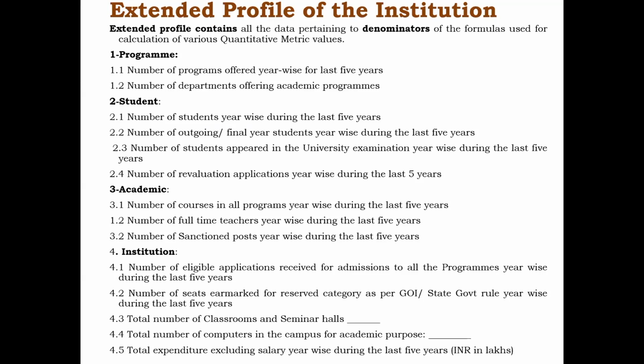Academic, in terms of total number of sanctioned posts, total number of seats filled, total number of full-time teachers, and total number of courses across all programs offered by the institution during the last 5 years. And in terms of institution, we ask the total expenditure, excluding salary, total number of classrooms, total number of seminar halls, number of seats earmarked, and out of this, how many have been regulated by the government, private, state governments or government bodies, and number of eligible applications received for admissions to all the programs year-wise during the last 5 years.